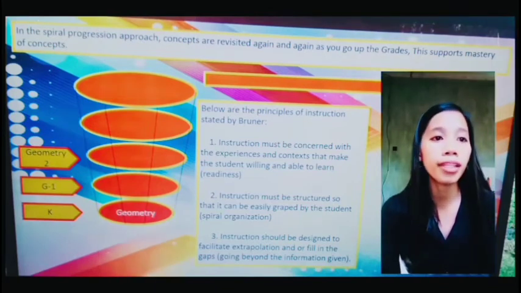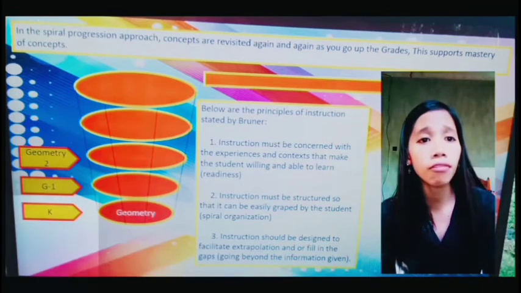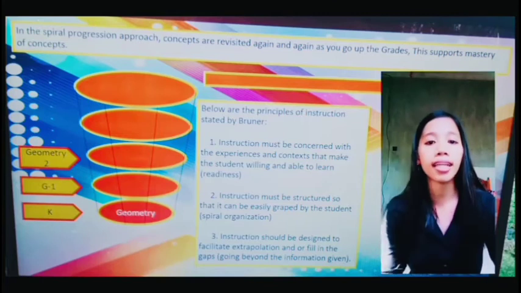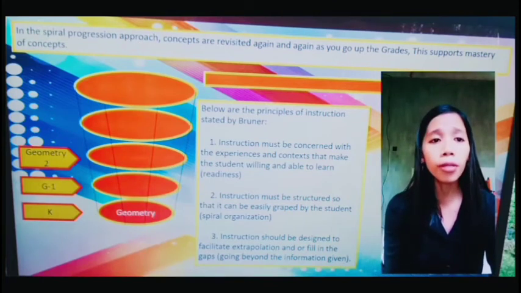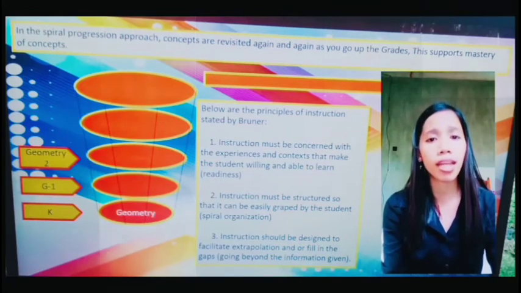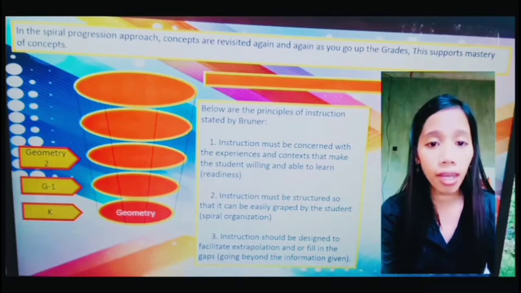Must be concerned with the experience and context that make a student willing and able to learn readings. Dito sa number 1, pinapakita yung kahandaan. Kailangan ay handa tayo sa kung ano yung matututunan natin, kung ano yung mapupulot ng kaalaman natin doon sa mga instructor na magbibigay ng mga idea at mga mensahe sa atin.